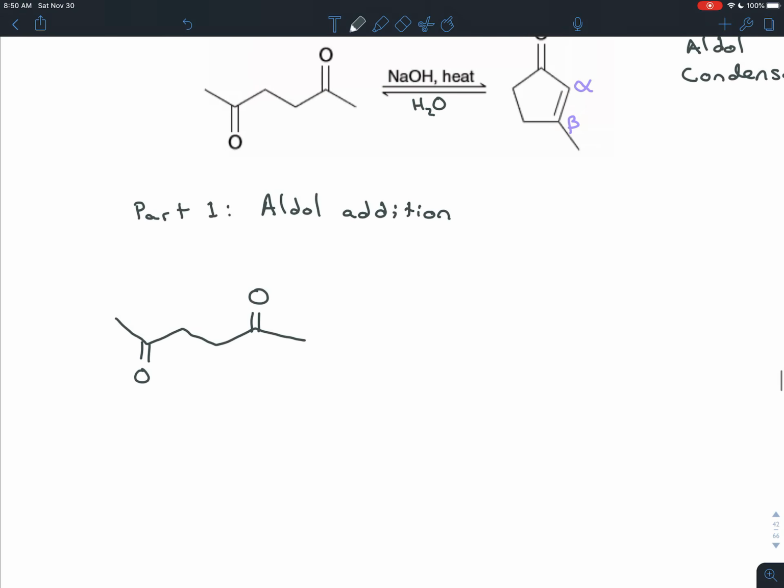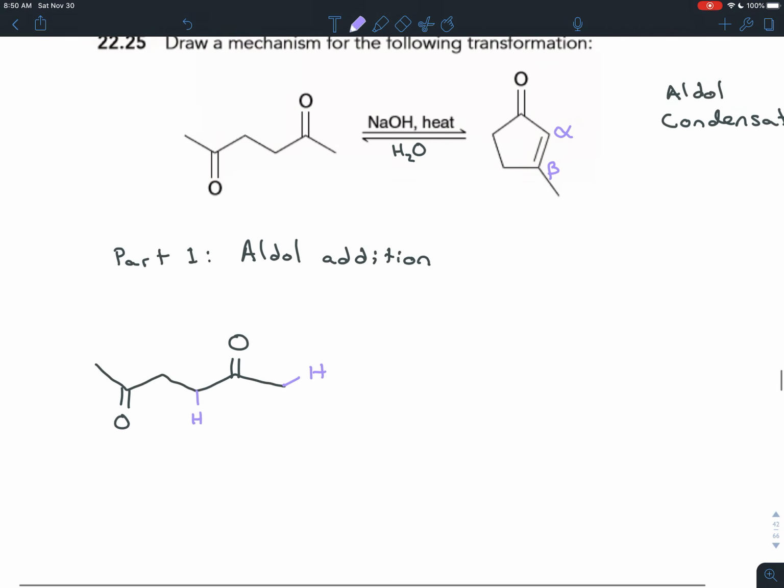Now you'll notice this molecule has some symmetry down the center. And so really there are two places where you could have alpha hydrogens that are acidic. One is on the end and one is in the middle. They're asking us what creates this ring, this five-membered ring. We know that wherever the hydrogen gets ripped off, that will get turned into a nucleophile, and that would attack this carbonyl carbon here.